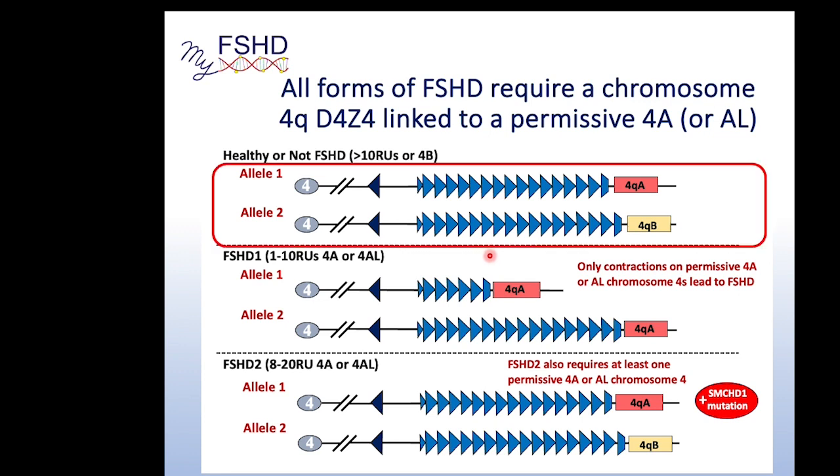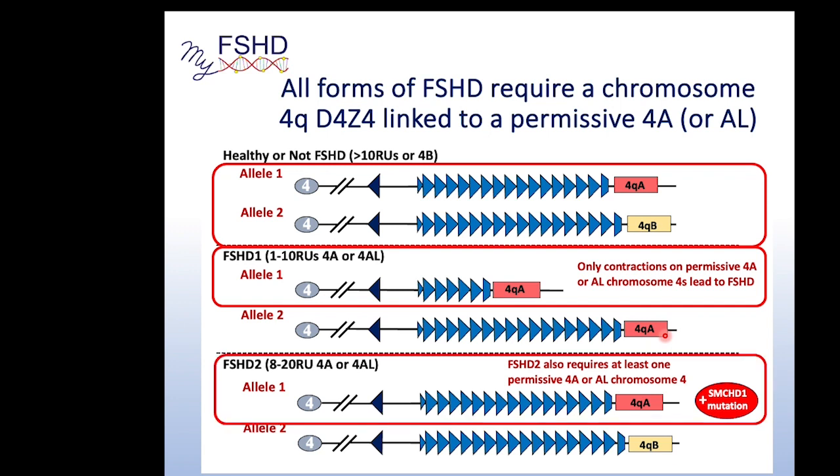And then also what's key is that it really doesn't matter what your other allele is. And this is important because this shows you that FSHD is a dominant disease. One contraction on one chromosome 4 with a 4QA, that is actually causal for FSHD1, right? Doesn't matter whether your second chromosome's A or B, wouldn't matter.